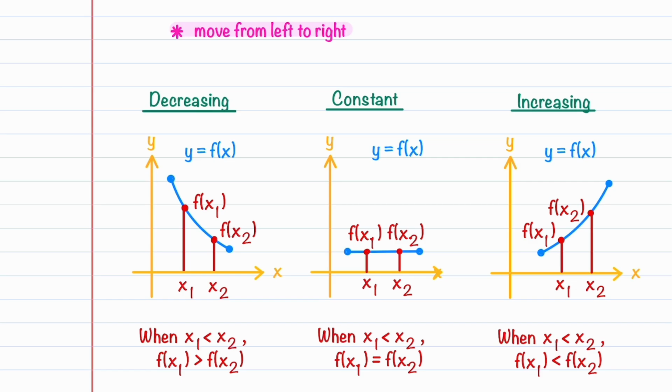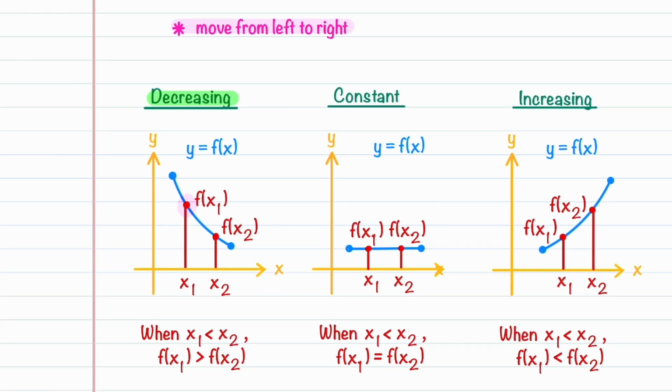When a function is decreasing, the y or f of x values decrease as the x values increase. When a function is constant, the y or f of x values don't change as the x values increase. Lastly, a function is increasing when the y or f of x values increase as our x values increase.